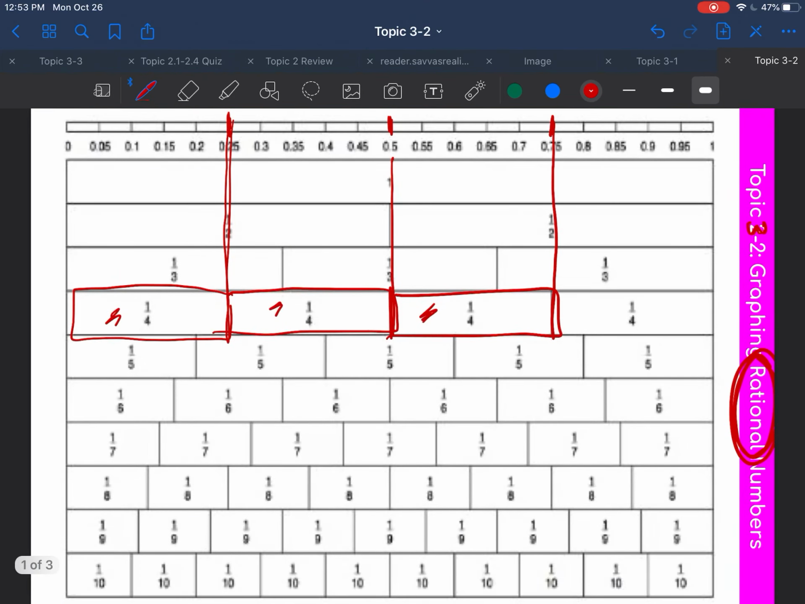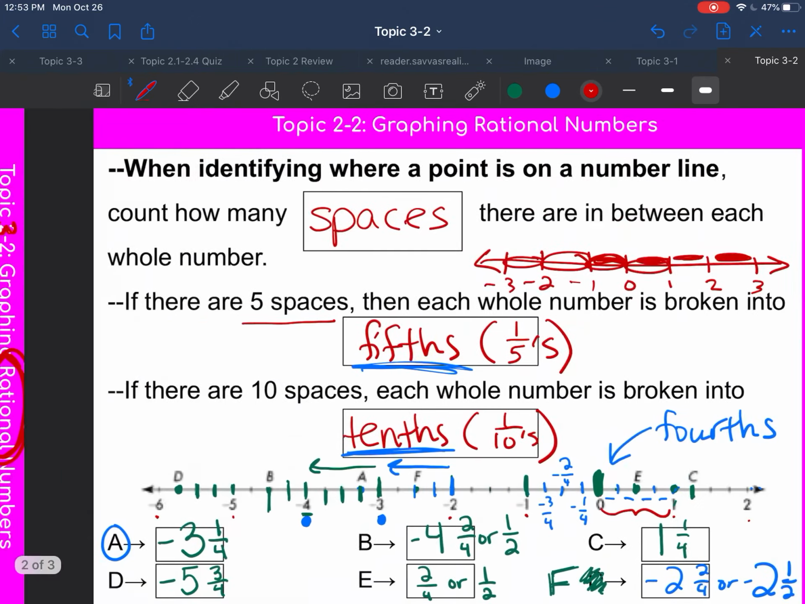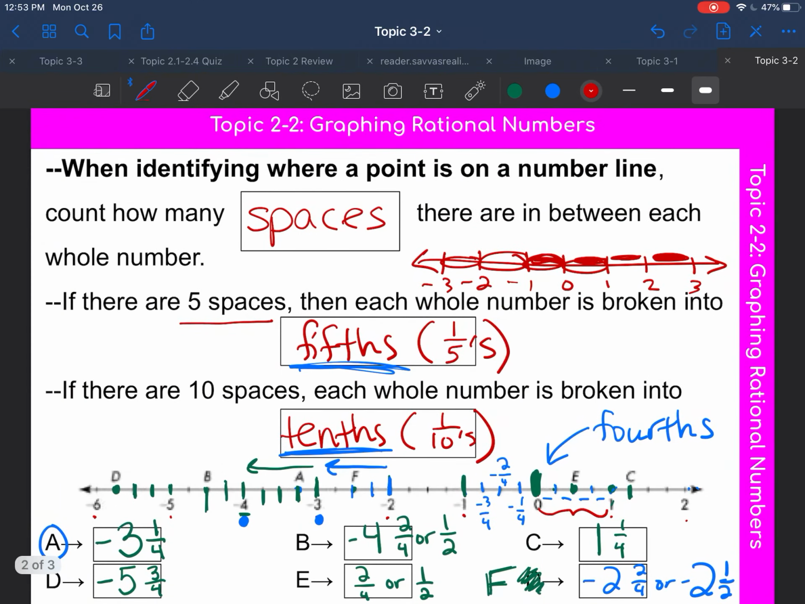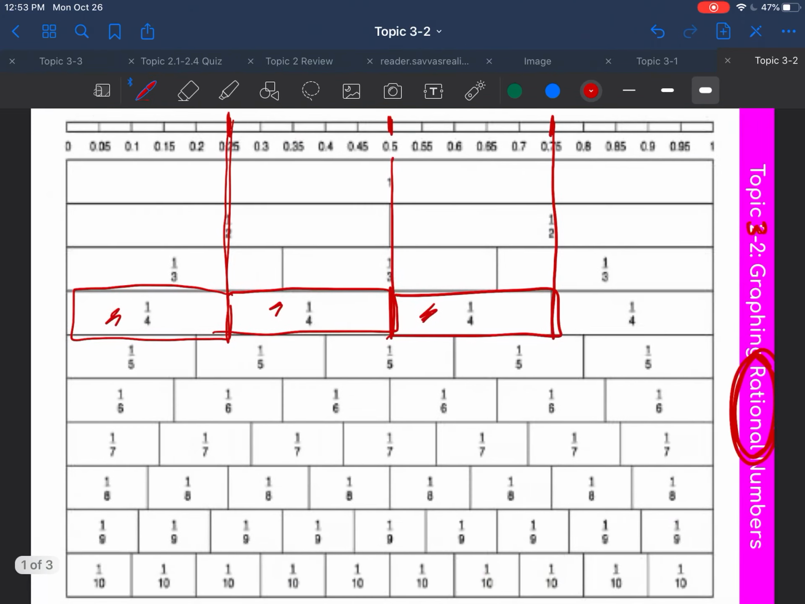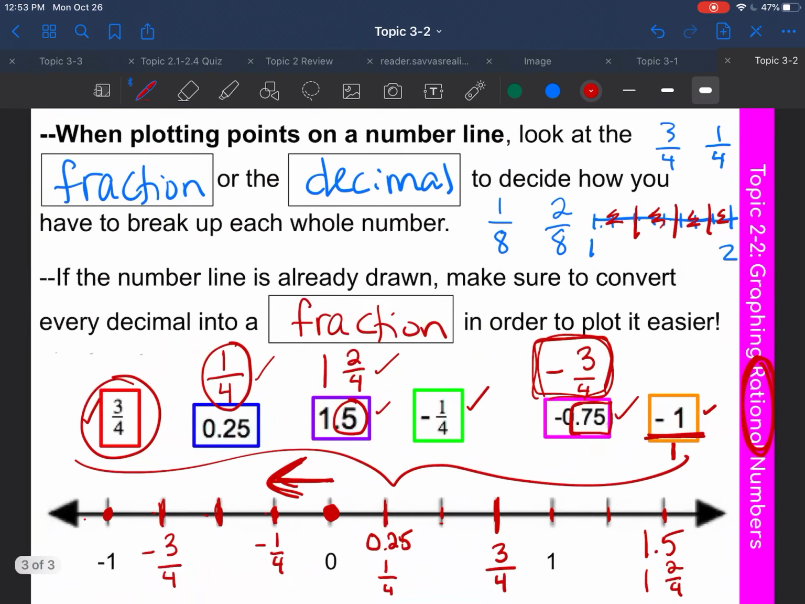So attached to this Edpuzzle is going to be a Google form that has you plotting things and identifying where certain points are on the number line. So what I would suggest, again, always use this to help you understand where certain points are on the number line and help you get certain decimal and fraction equivalents.